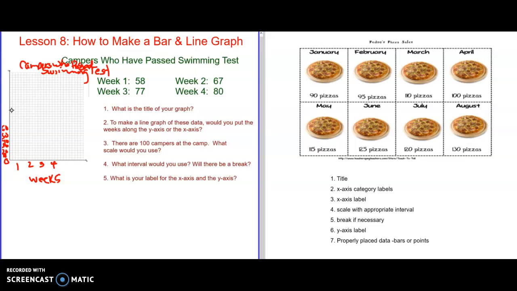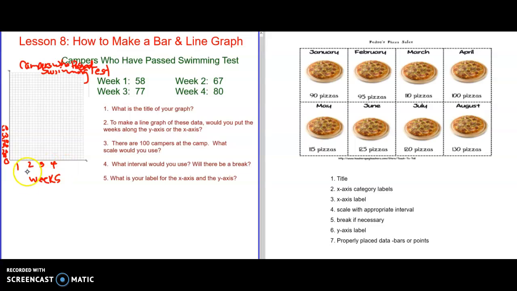Okay. I don't really need a break here. I mean, I could use one from 0 to 50, but it's okay. I'm going to have all my data plotted up in this area, and that's okay because I can fit from 0 to 100 on this scale and make it look okay. A break would have been okay too. I could have done a break from 0 to 50 as well. That's a choice that you have to make on your own.